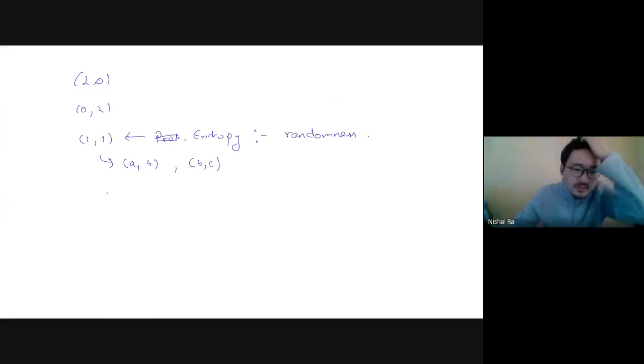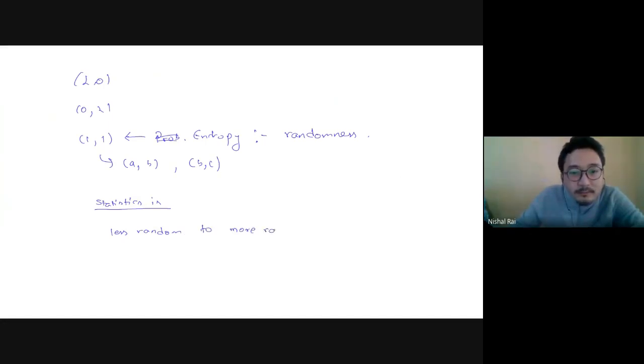So how does the system move towards equilibrium in statistics? The system will start moving from less random to more random. Clear? Because it depends on your degrees of freedom. Basically it has two, and leave it for the time being. This system will be more random and this will be less random. So the system will move from less random to more random.